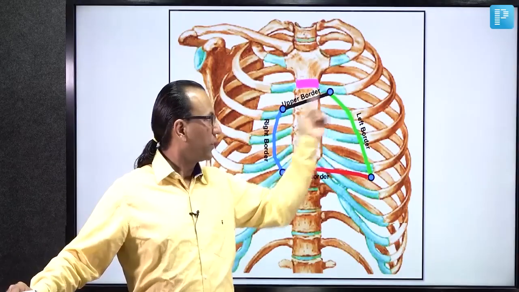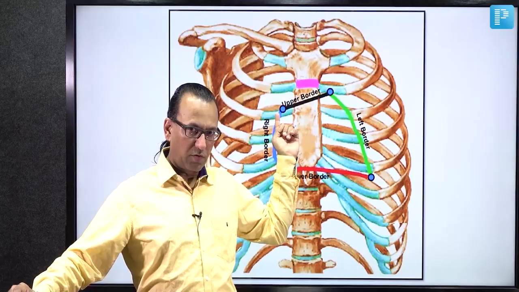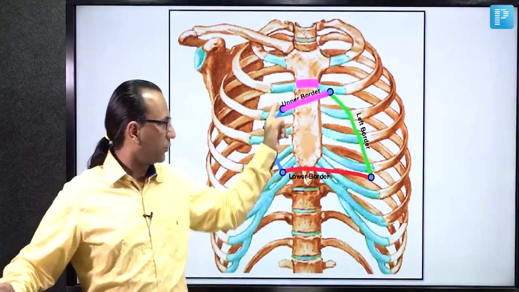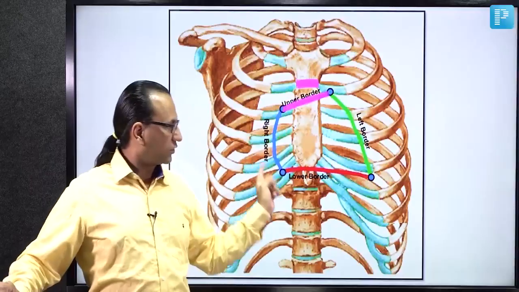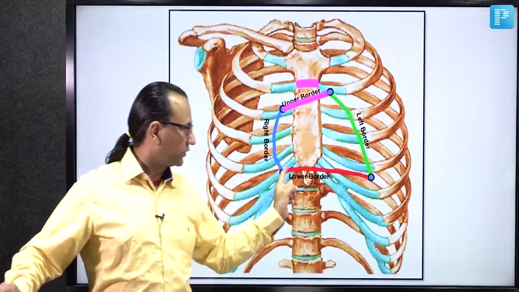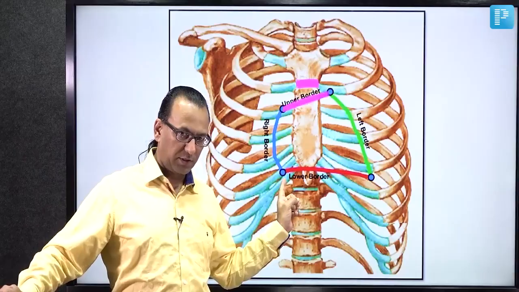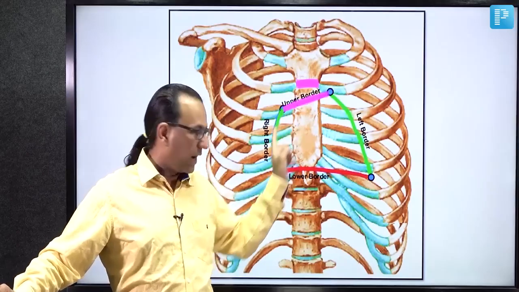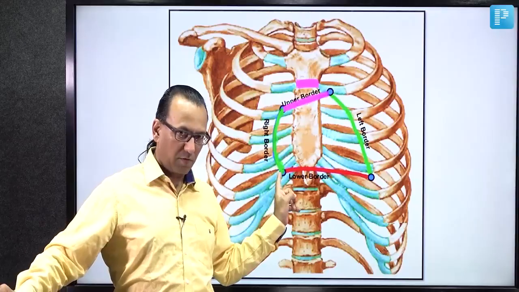And as we join the 2 points, it will be the upper border of the heart. Now, as we are talking about the right border, you have to put a line which is convex towards the right side, and it is joining the second point with the third point, which is on the costal cartilage number 6 on the right side. So as you join point number 2 and 3, that is the right border of the heart.